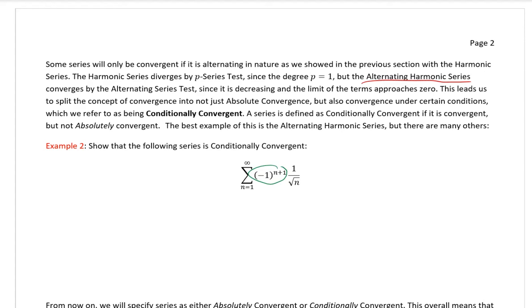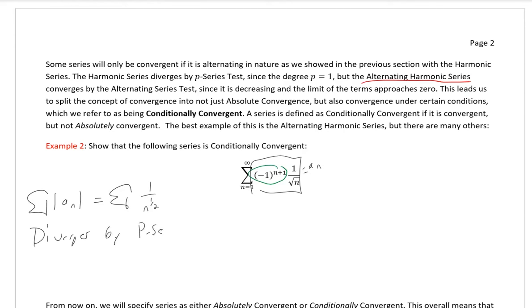But if this whole thing is a sub n, then the sum of the absolute value of a sub n is the sum of just 1 over root n, which is n to the 1/2. And this diverges by p-series. So that means our sum of a sub n is not absolutely convergent.